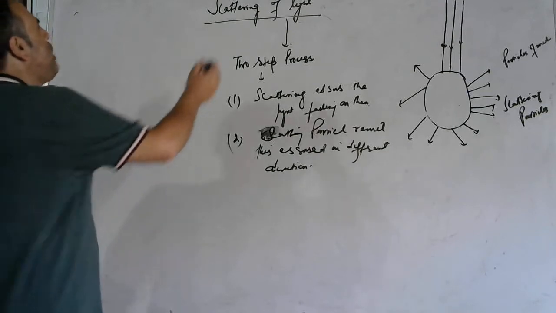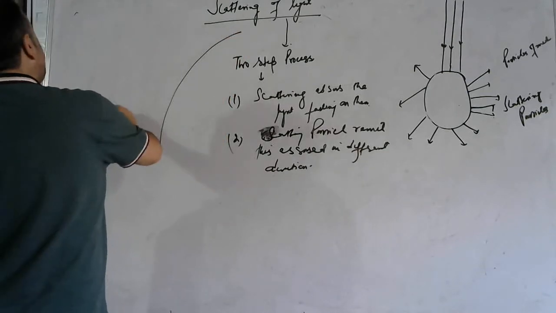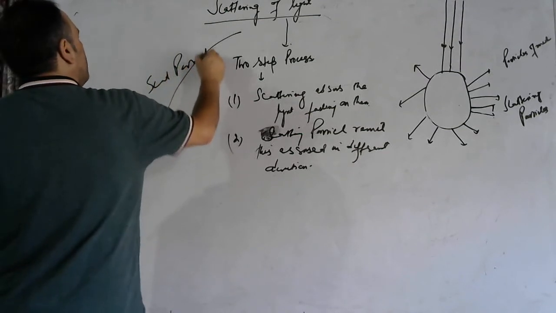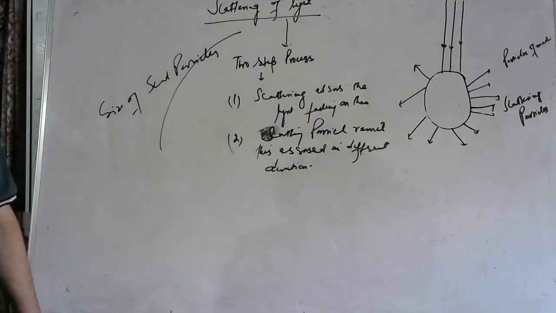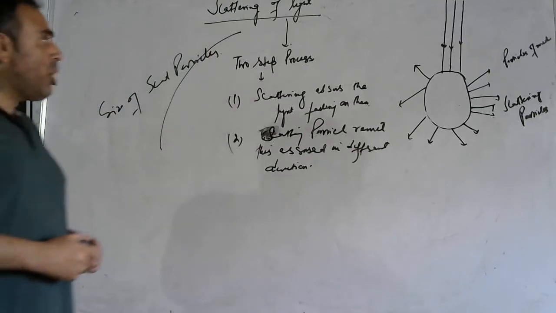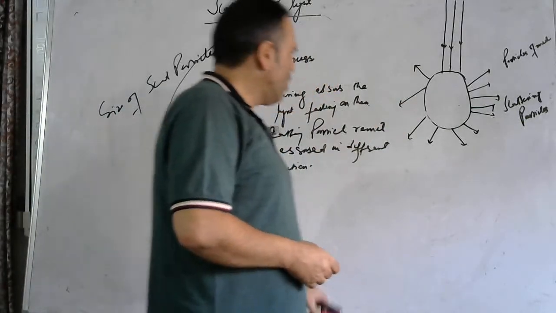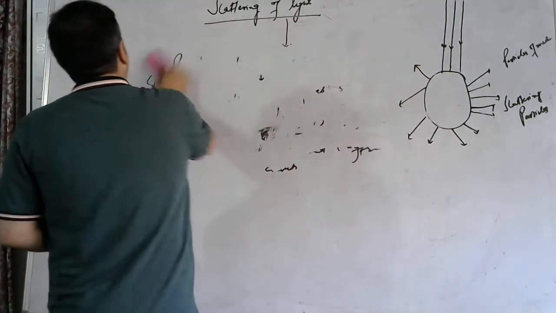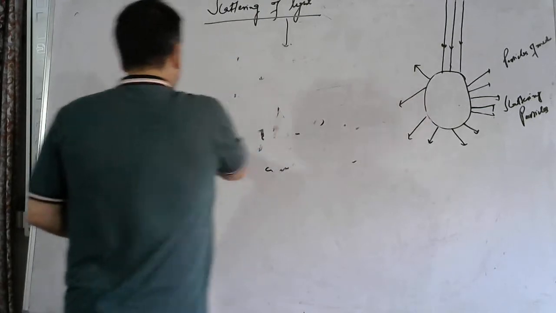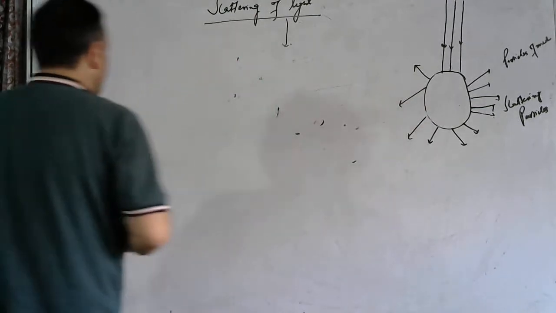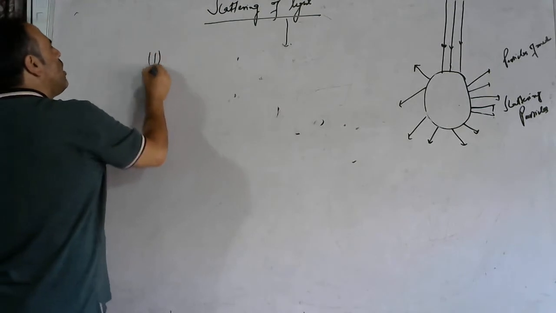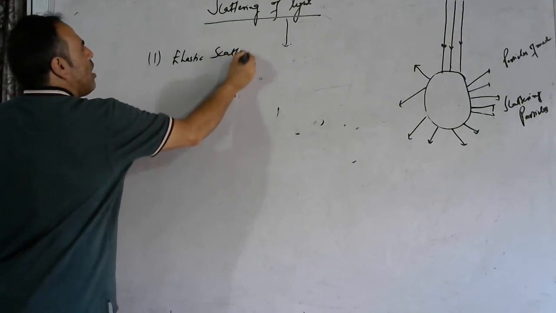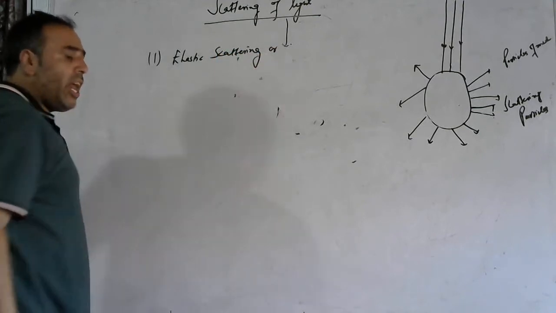Now depending upon the size of these scattering particles, which absorb the light falling on them and then re-emit it, this scattering of light is of two types. Number one is called elastic scattering, or we can call it Rayleigh scattering.